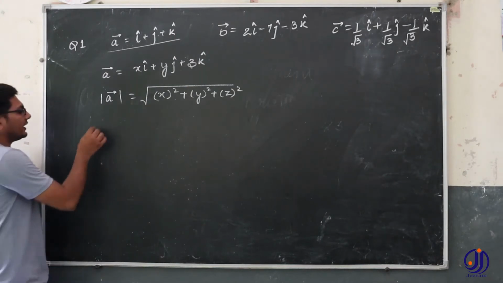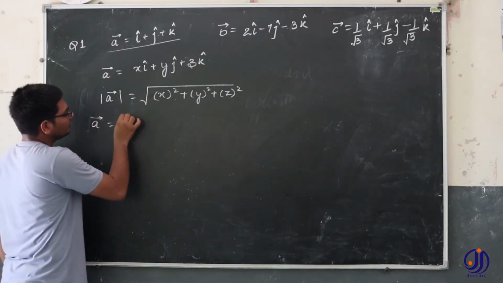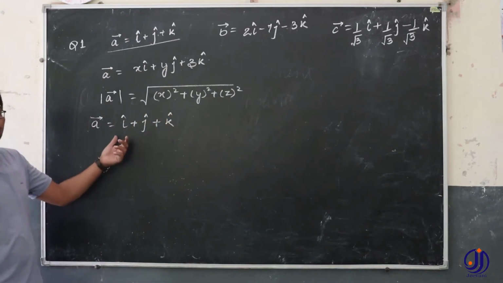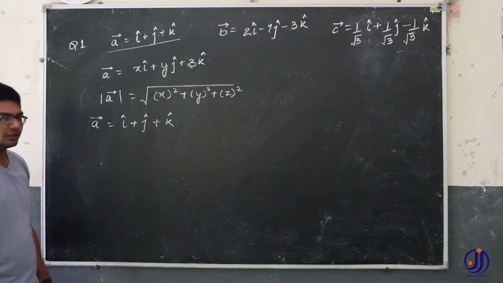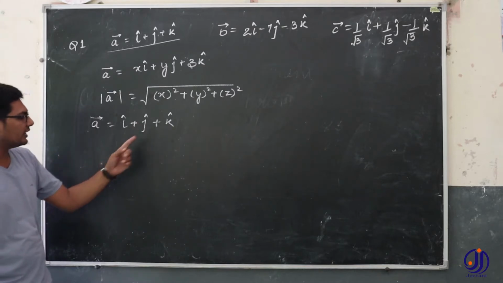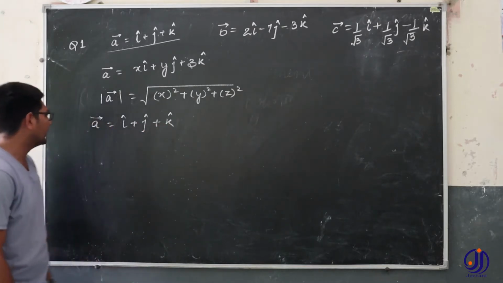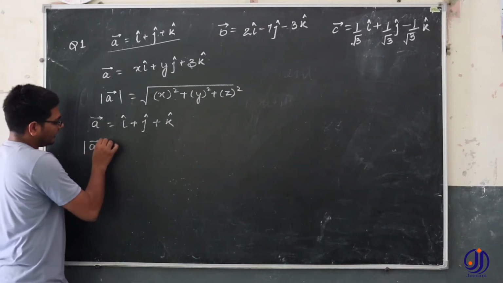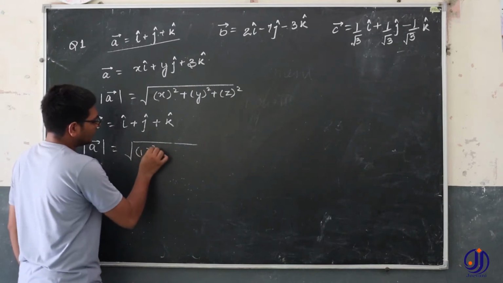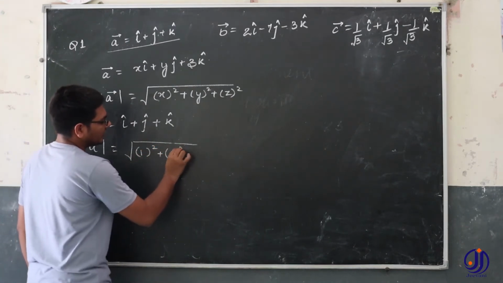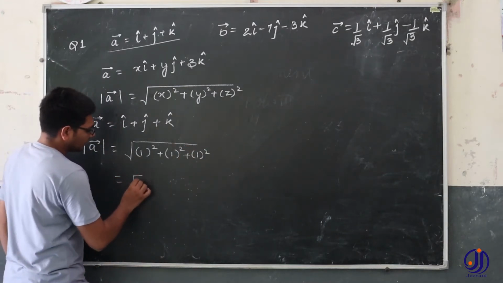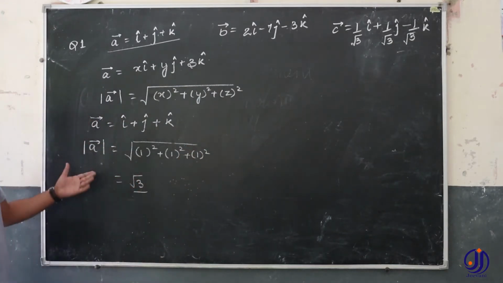Okay, so on the blackboard you can see question number 1: vector A is equal to i cap plus j cap plus k cap. Here the coefficients of i, j, k are all 1. What is the coefficient of i cap? It is 1. Coefficient of j cap is 1 and coefficient of k cap is also 1. So the magnitude of vector A will be given as under root of x component 1 plus y component 1 and z component also 1. Adding them we get root 3.